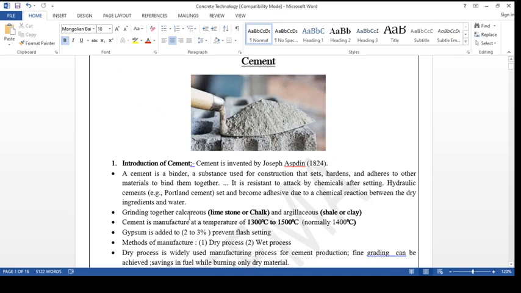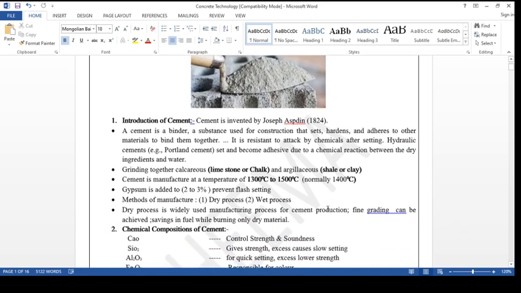Cement manufacturing temperature is 1300 to 1500 degrees, generally taken as 1400 centigrade. Cement is made by grinding together calcareous and argillaceous materials. Calcareous means limestone or chalk. Argillaceous means shale or clay.